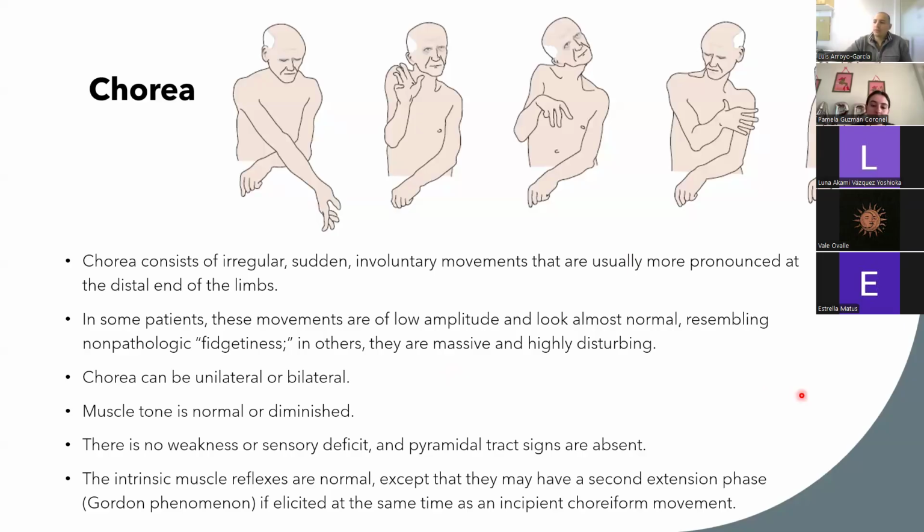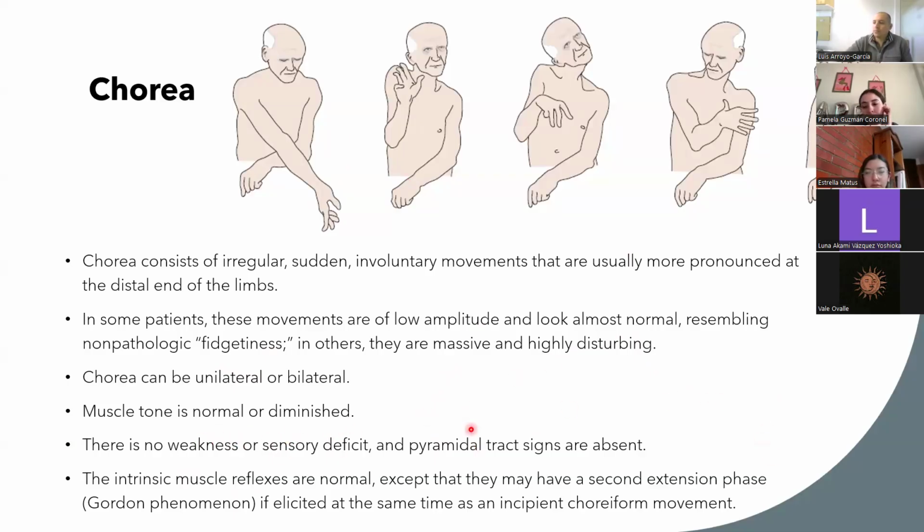Normally, chorea is unilateral, even though it can also be bilateral. The muscle tone is most of the time diminished, which is also impressive because there is no weakness or sensory deficit, and the pyramidal tract signs are absent. The intrinsic muscle reflexes are normal, and they can have an overextension phase when the chorea is happening.